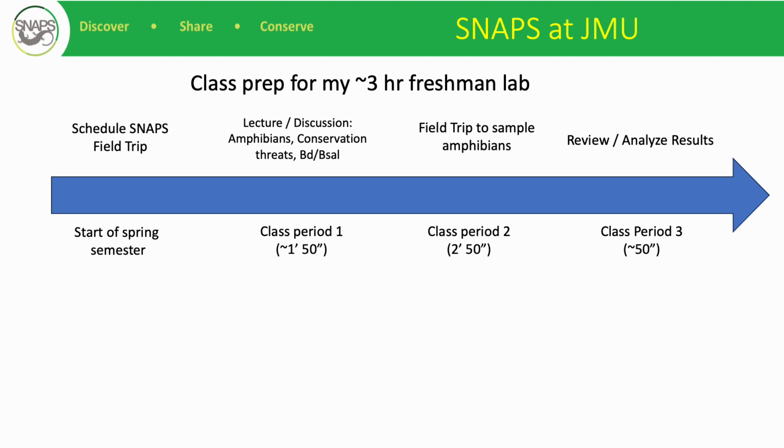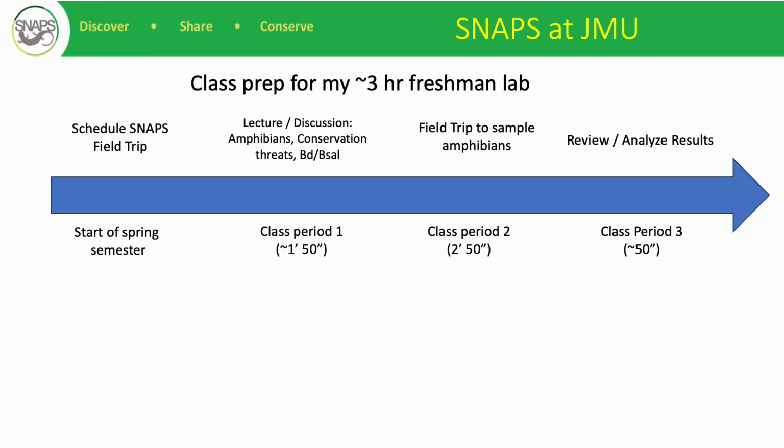This is a more detailed timeline of exactly how I implement SNAPS in my 24 student, 2 hour and 50-minute freshman biology lab course. On the very first day of class, I make it clear which day we will be going into the field and that everyone needs to mark that day in their calendar. I typically have them reserve one other day just in case the weather doesn't cooperate. I'll also recruit 1 or 2 students to drive a departmental vehicle on the day we go into the field.